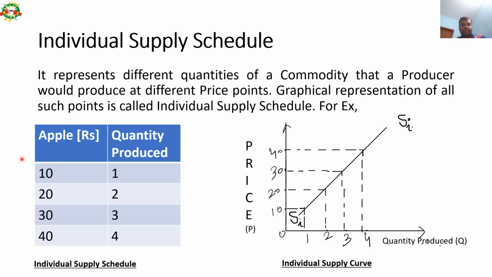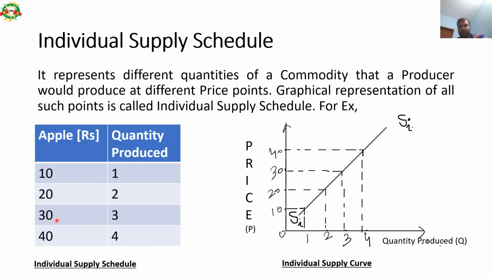So if the price of apple in the market is 10, then the farmer may like to produce one quantity. If the price increases to 20, that farmer would like to produce more apples. Any commodity can be taken, for example a mobile phone, where the producer can increase the price. If the price of a commodity is 30 rupees, then the manufacturer would like to produce 3 items. This is the tabular format, and it is called the individual supply schedule.